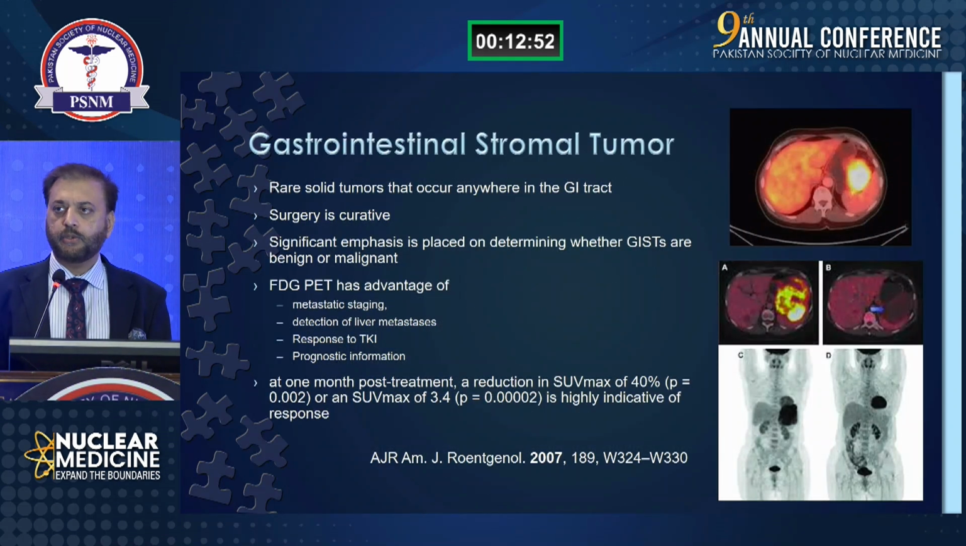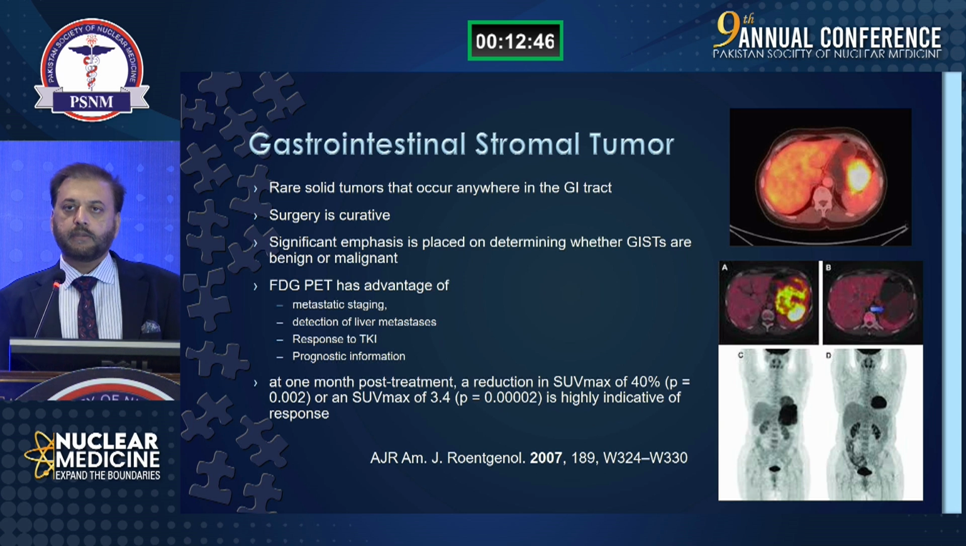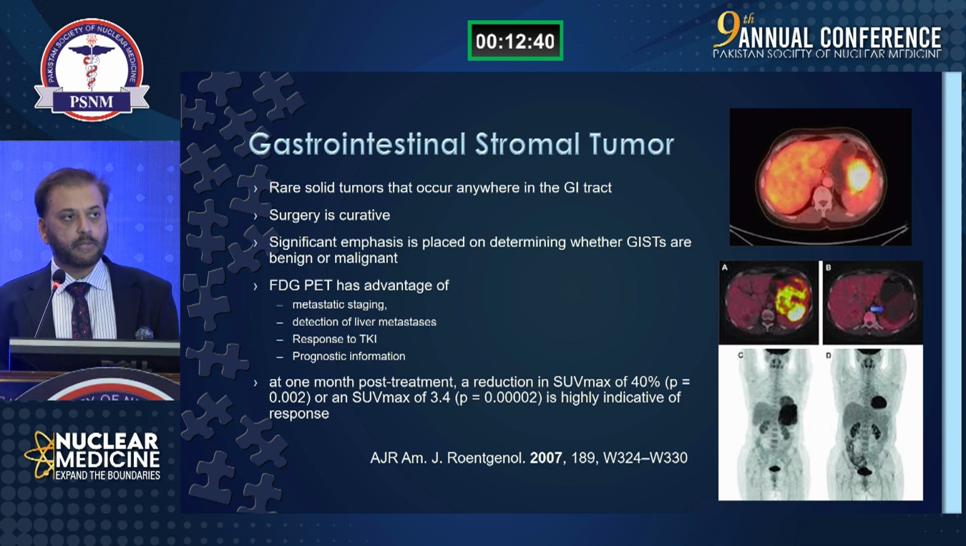GIST are rare tumors. They are solid tumors. They can occur in the stomach or outside the stomach within the intestinal tract. They range from benign to malignant, and the malignant potential can be identified using FDG PET-CT, which shows high or intense uptake on the PET scan.